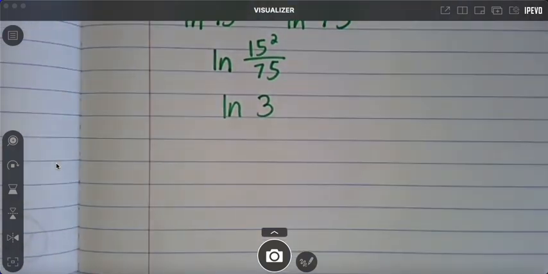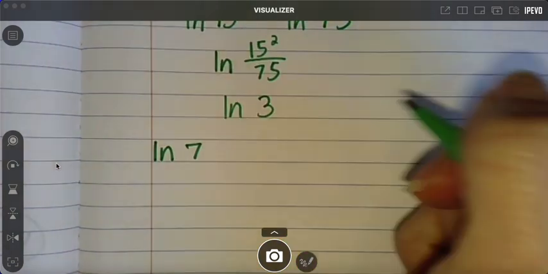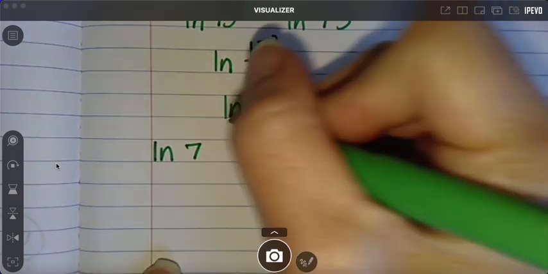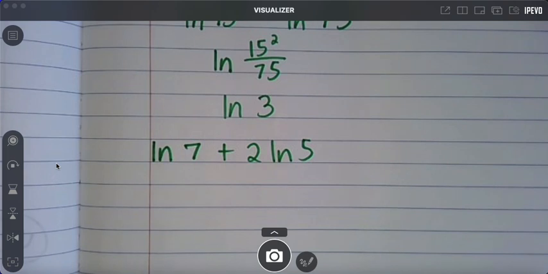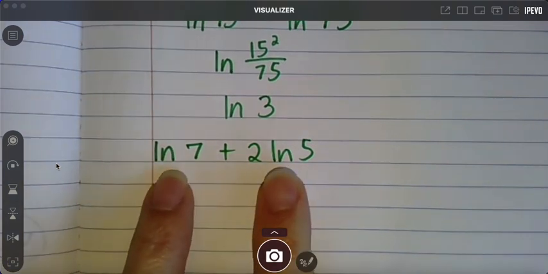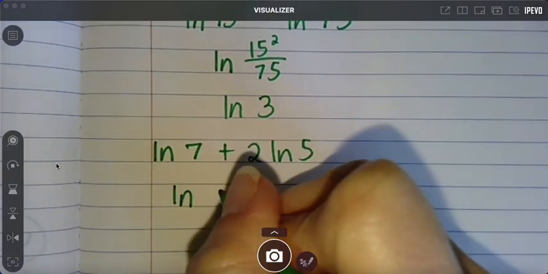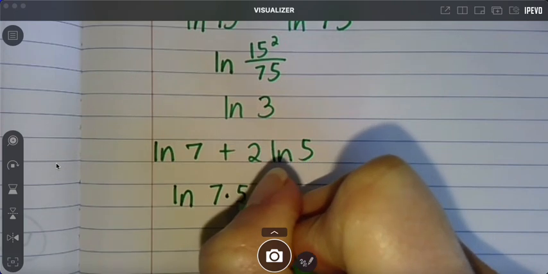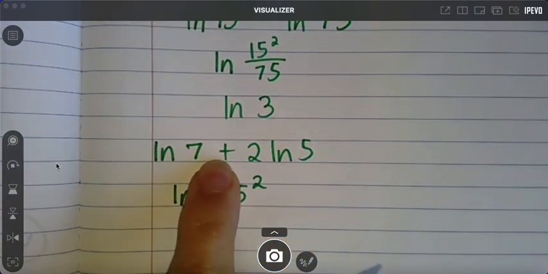I don't think. It's just rules. I like the stuff we did before this. The natural log of 7 plus 2 natural log of 5. And again, it says write it as a single logarithm. This is a double. This is 2. 5 to the second. That's right. So the natural log, and it's 7 times 5 squared. He knew it was multiplication because of the plus sign.